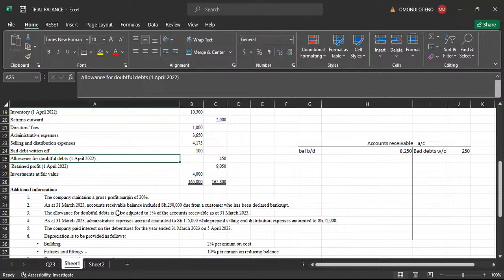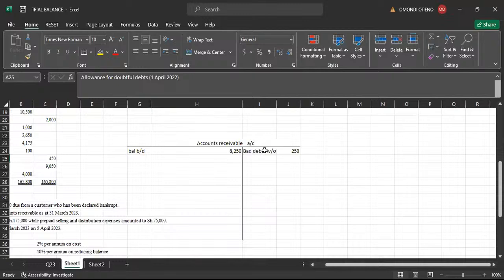So the provision here is to be adjusted to 5% of accounts receivable. As at the last day, this is what they indicated, 8250 that is receivable. But then this amount included 250 that is going to be written off. Once that is taken away, we need to get the net accounts receivable amount so that we take 5%. We know very well that generally 5% of these people will not pay. So this 5% should also be taken for us to get the real accounts receivable.